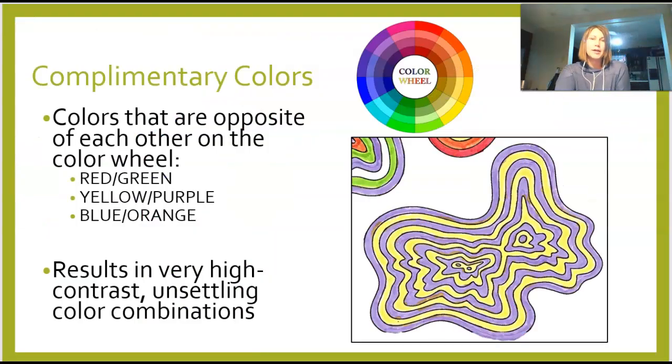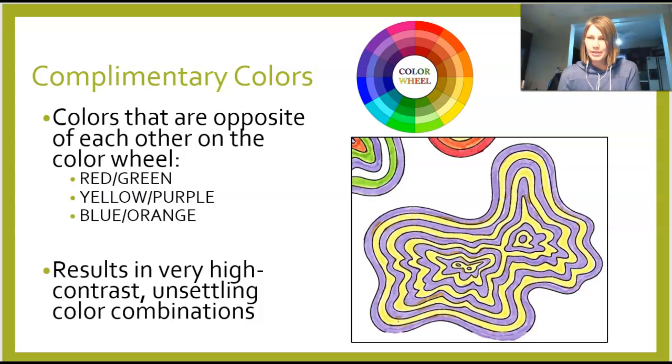Okay, our next type are complementary colors. Those are colors that are opposite of each other on the color wheel. So think like Christmas time, red and green, yellow and purple like the Lakers, or blue and orange. I've chosen to use yellow and purple in my colored example for you. These result in very high contrast and unsettling color combinations.